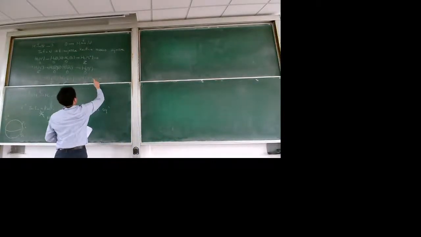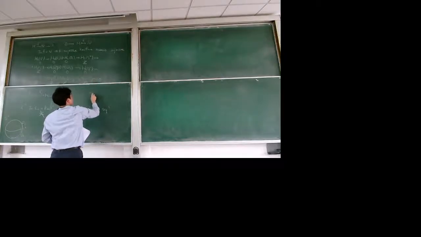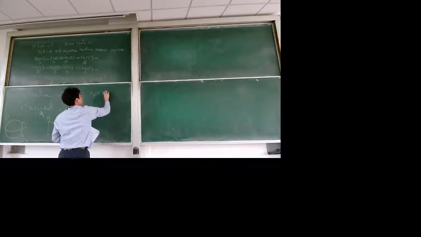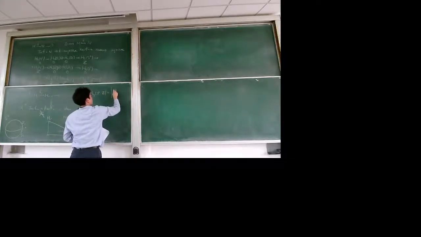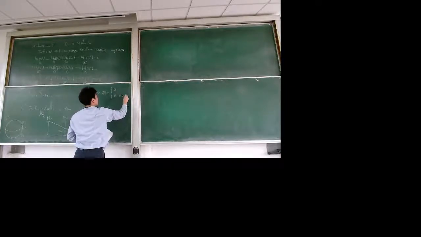By using the same thing, one can show that H_q of S^n with Z coefficients is equal to Z if q is equal to 0 or n, and 0 otherwise. Okay. So that's the correction I made.